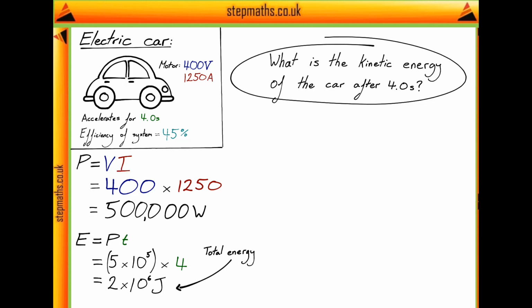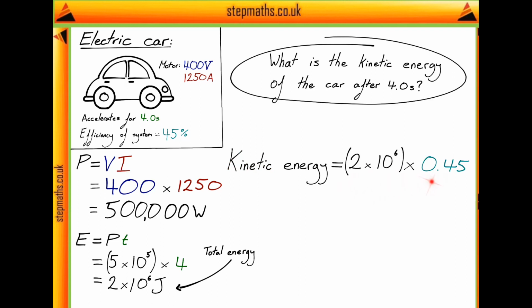However, the question is asking us for the kinetic energy of the car after 4 seconds, not the total energy. Now, the difference is that we're told that the motor has an efficiency. So what this efficiency means is that 45% of all of the energy produced by the motor is converted into kinetic energy. So, to find the total kinetic energy, we're going to take our total energy, 2 times 10 to the 6 joules, and multiply it by our efficiency factor.